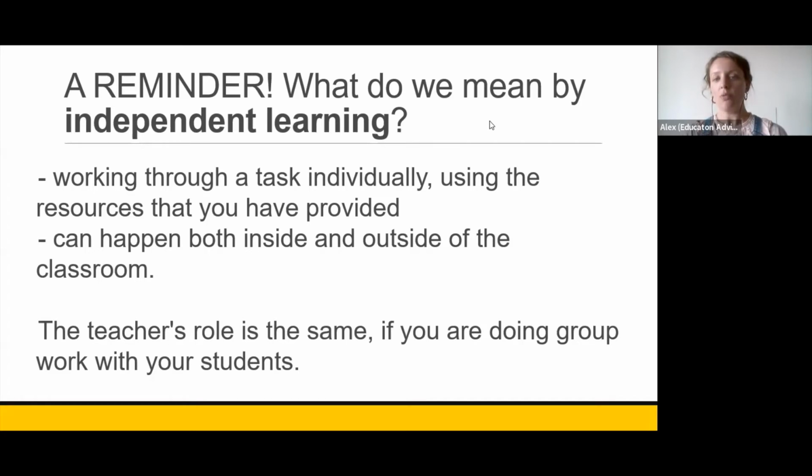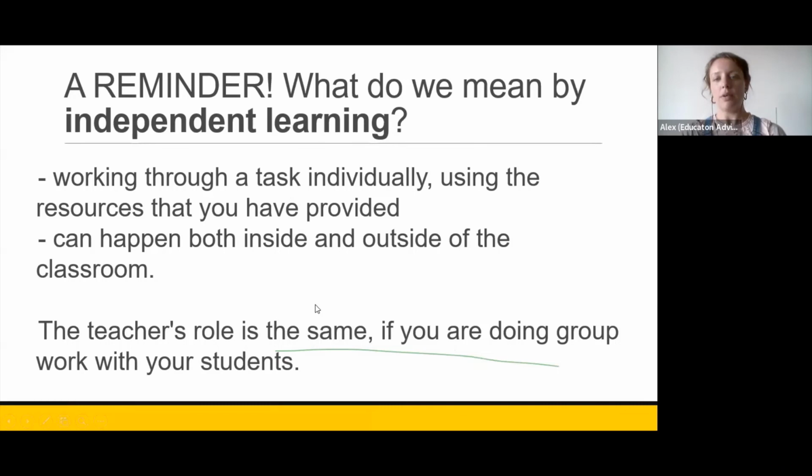Now, if my students are doing something and I'm not needed at the front to present, what is my role there? What should I be doing in that situation if my learners in my classroom are completing a task by themselves? So the teacher's role is the same whether you're doing group work with your students or they are doing it individually.